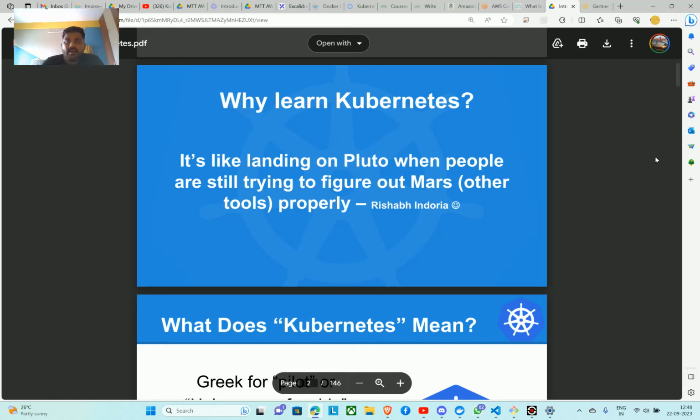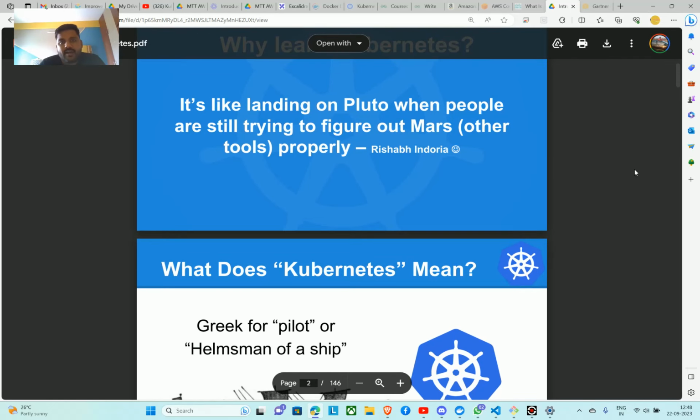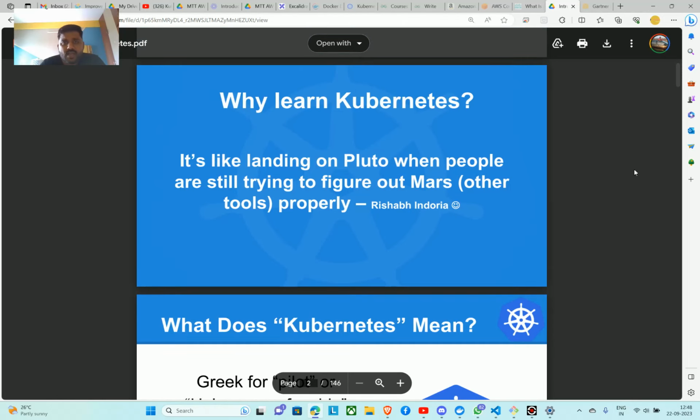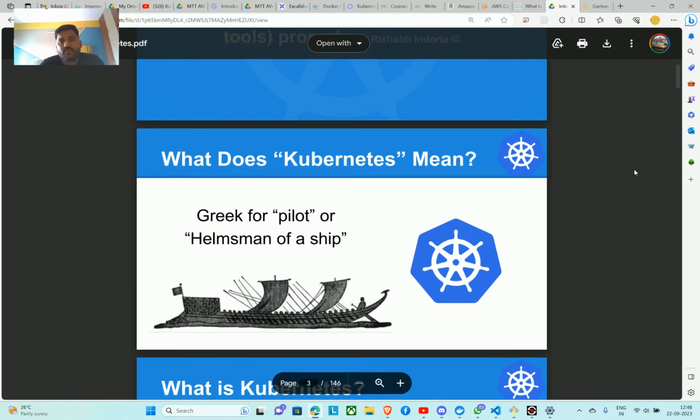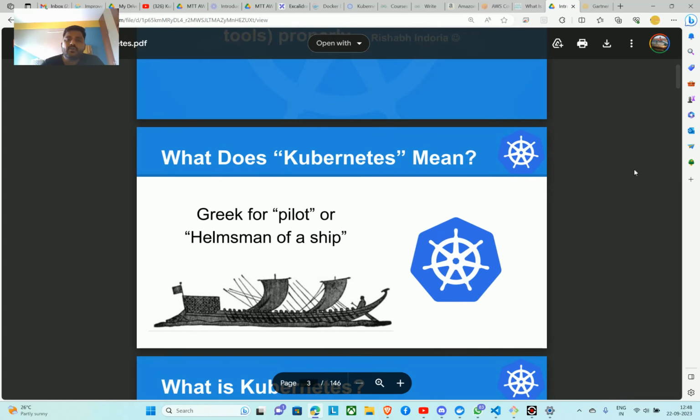But on the other hand, there are many companies who are adopting Kubernetes and they are already ready for their production grade cluster. Okay, now, Kubernetes is so powerful that it is suitable for a production grade cluster.